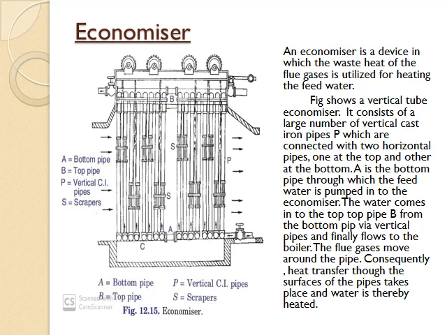A is the bottom pipe through which feed water is pumped into the economizer. The water comes into the top pipe B from the bottom pipe through vertical pipes and finally flows to the boiler. The flue gases move around the pipe. Consequently, heat transfer through the surface of the pipes takes place and water is thereby heated.